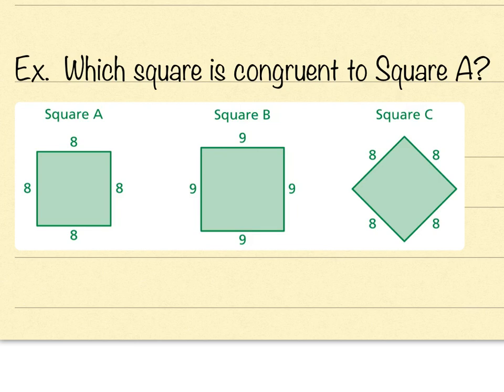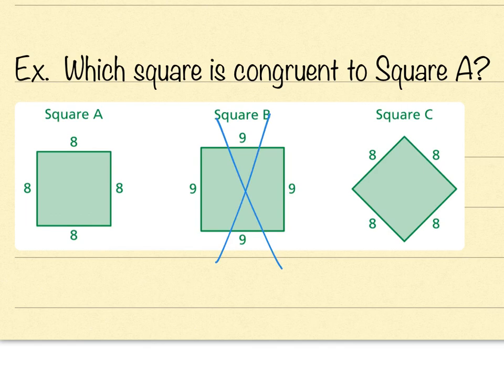It says, which square is congruent to square A? Well, square B has the same shape. It's still a square, but it's got a different size. So that would mean that these two shapes are similar. So it cannot be square B. It's got to be square C.